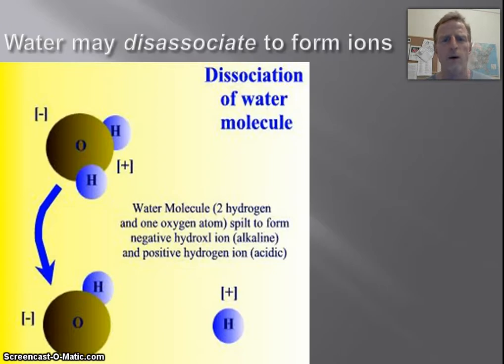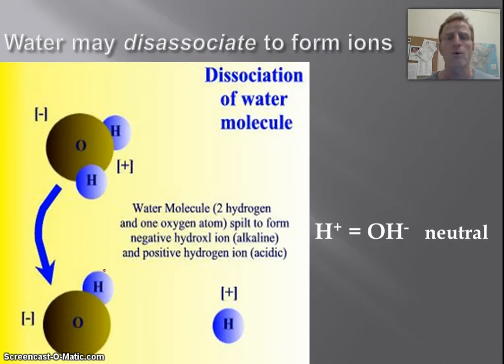So we said that water is a covalent molecule, but we also said it's polar covalent, meaning it has this charge separation. But water can also act like an ionic compound. It can dissociate into two ions. When it does that, it can form a hydrogen ion and a hydroxide ion. And you can see that if we have water and we're splitting it into these ions, if we have the same amount of hydrogen and hydroxide ions, we have a neutral substance. We have something that we'll say is a pH of 7.